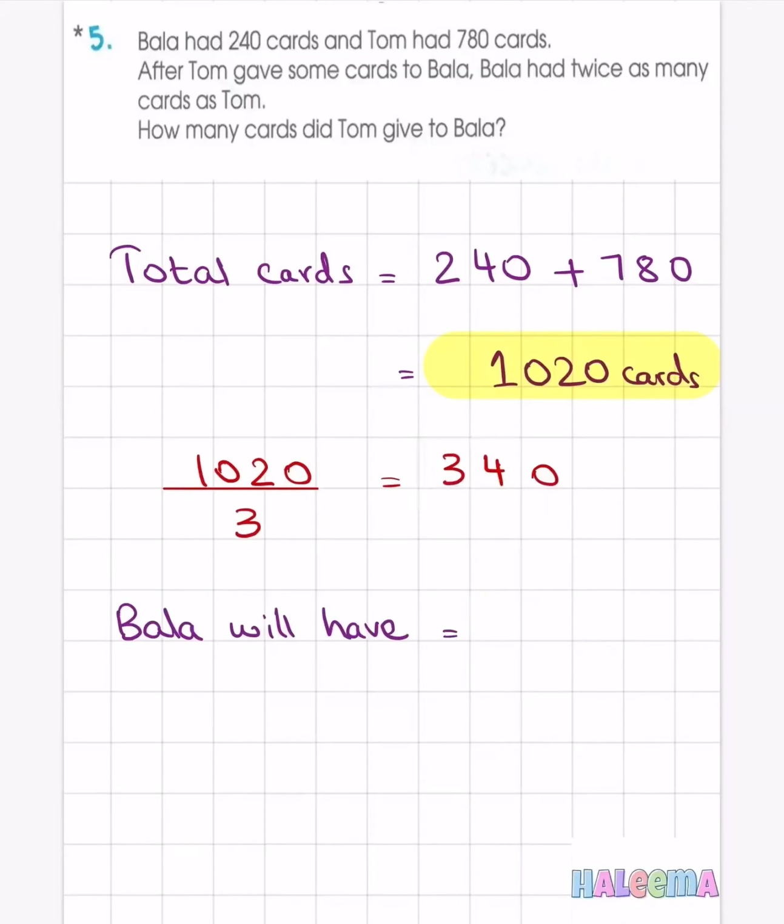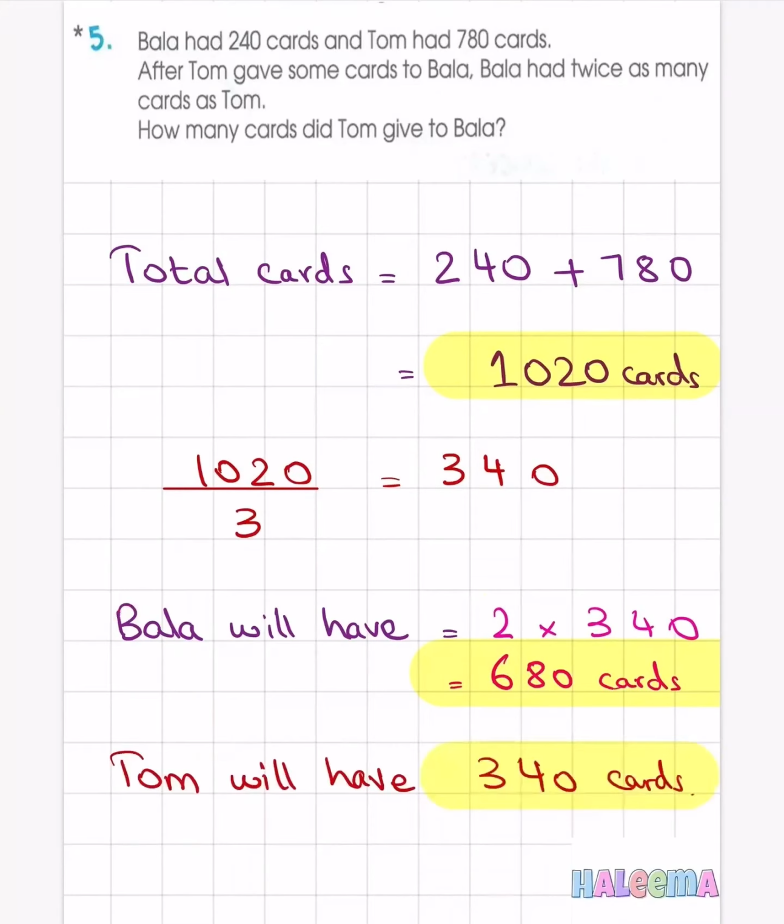Now look, after we divide by 3, we got 340 cards. It says Bala had twice as many cards. So what we're going to do is we're going to multiply. So Bala will have 680 cards and Tom will have 340 cards, right?